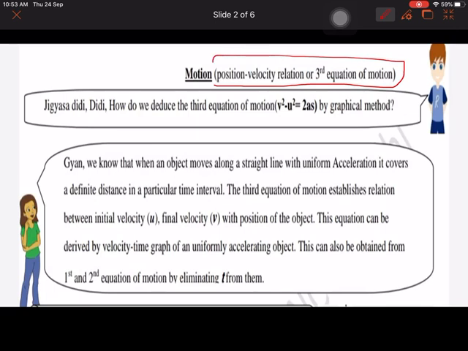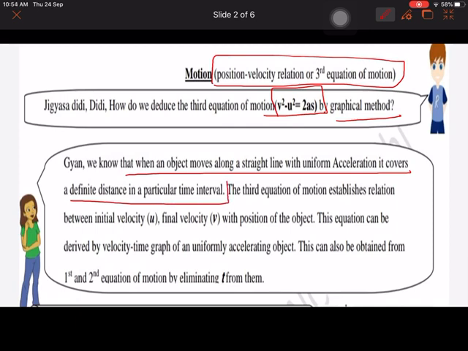So in today's worksheet we are going to discuss the third equation of motion, which is v square minus u square equals 2as. As in the last two worksheets we discussed the first equation of motion by the graphical method, then the second, and now the third. When an object moves along a straight line with a uniform acceleration, it covers a definite distance in a particular interval of time.